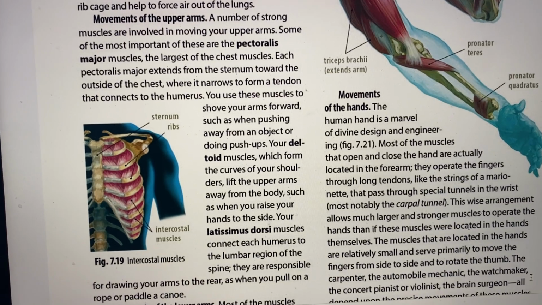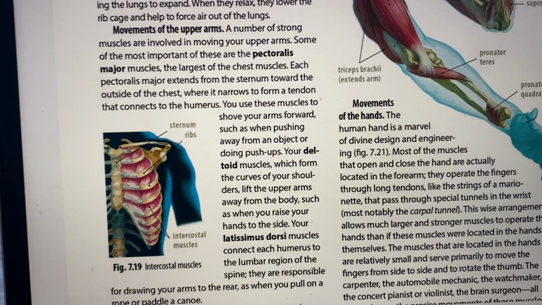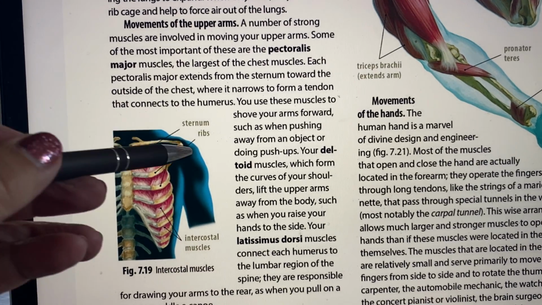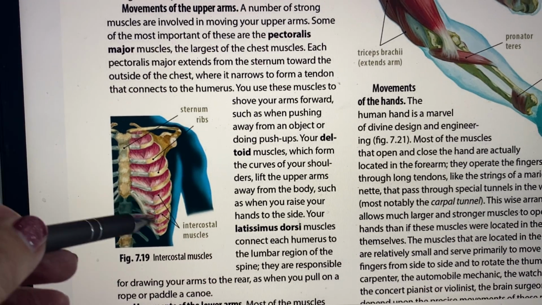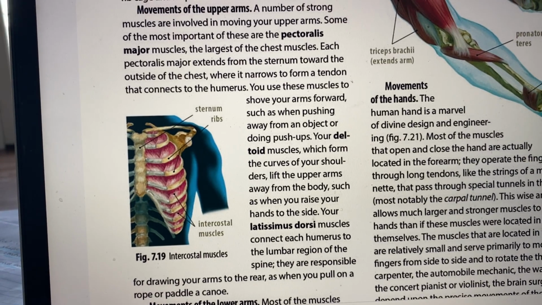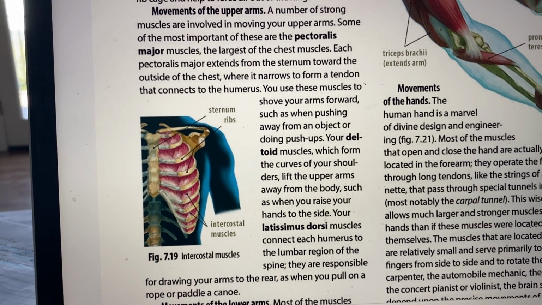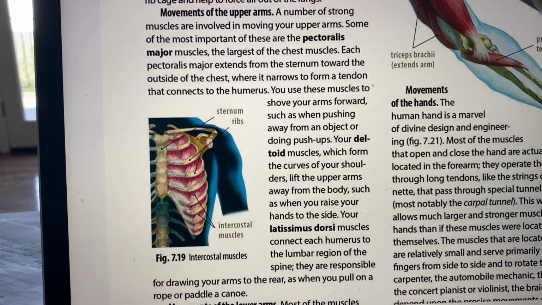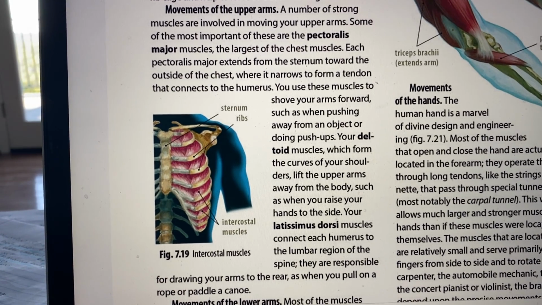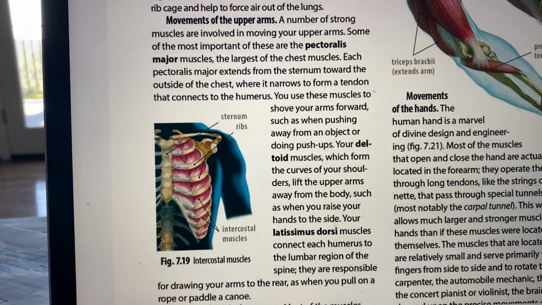So we're looking at the muscles of your ribs, and you can see here's a picture in your book. You see where the sternum is and the ribs, and in between each one of these ribs are muscles. And these muscles are called your intercostal muscles. And these are put there because they help to expand and contract when you breathe. So if we didn't have these muscles here, we wouldn't be able to breathe.